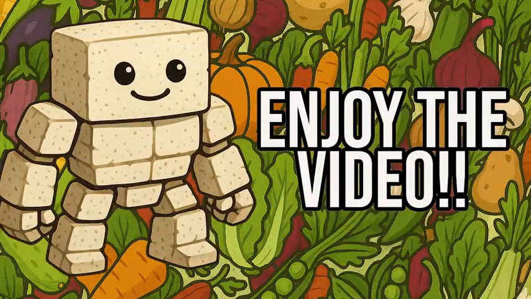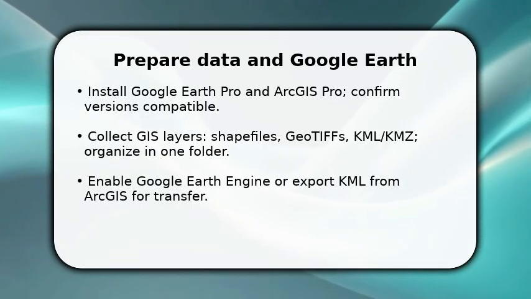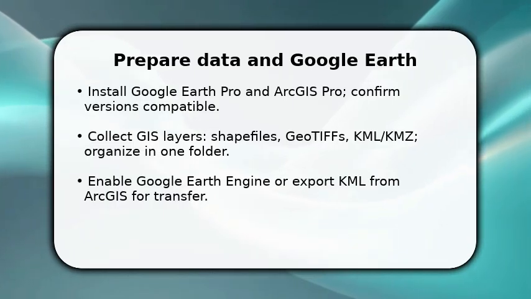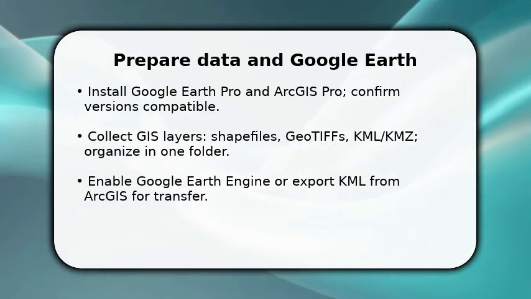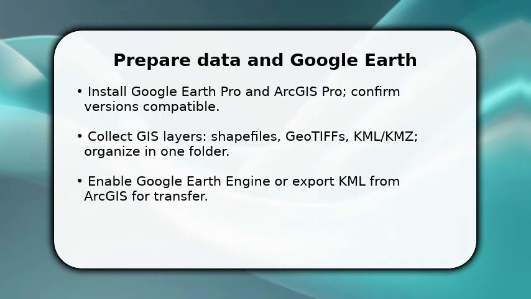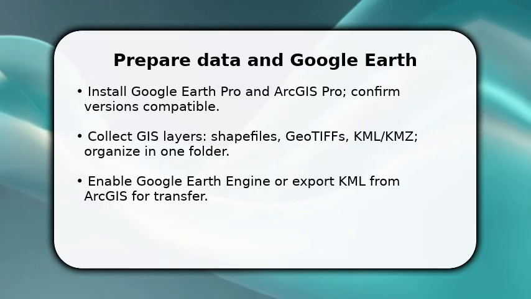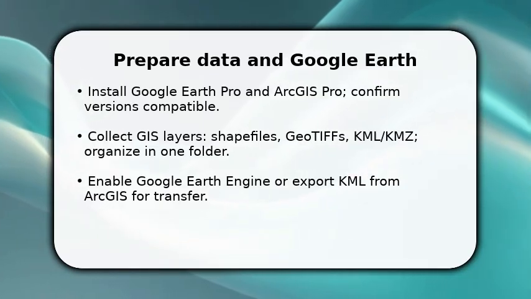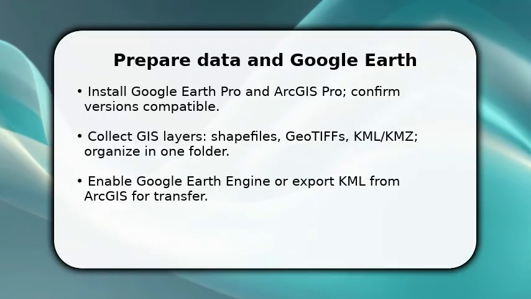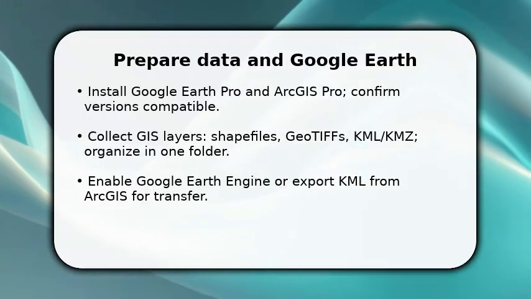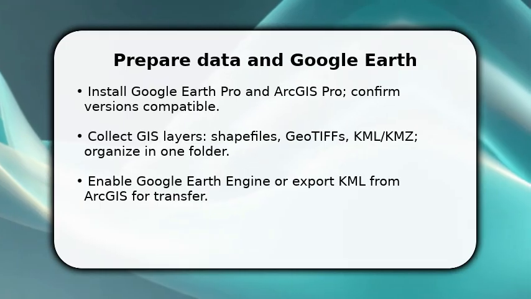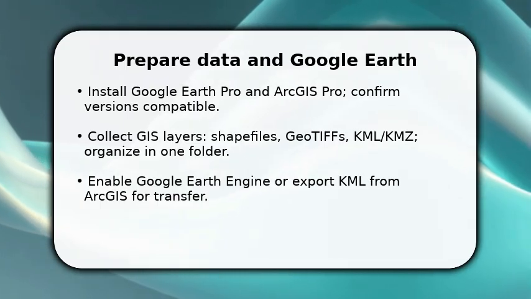Please enjoy the video. You start by getting your data and tools aligned. Open ArcGIS Pro and Google Earth Pro and make sure versions match to avoid projection issues. In ArcGIS, load the layers you want to view in Google Earth: shapefiles, GeoTIFF, or a prepared KML/KMZ. Once done, set your map projection to WGS84 for seamless export.